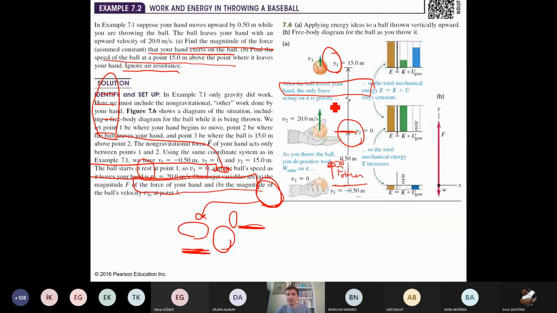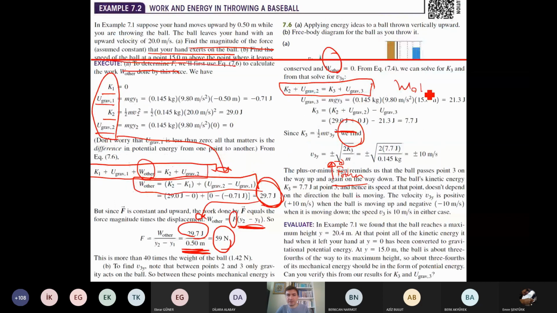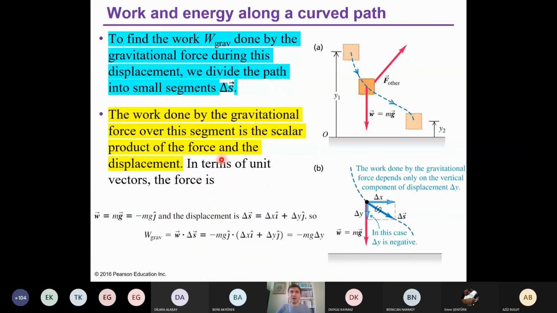So the F other here is 0, okay? There is no other force. So then the final mechanical energy at position 3 is equal to the initial mechanical energy at position 2. So if you write all these things into the equation, then finally you can calculate this expression, 10 meters per second. Any question here? Now let me continue with work and energy along a curved path.